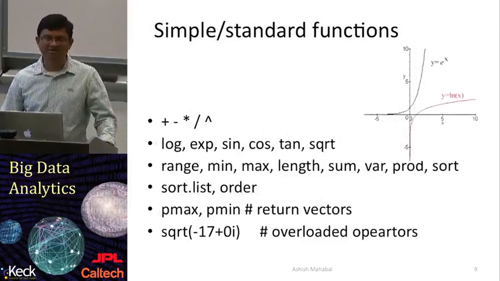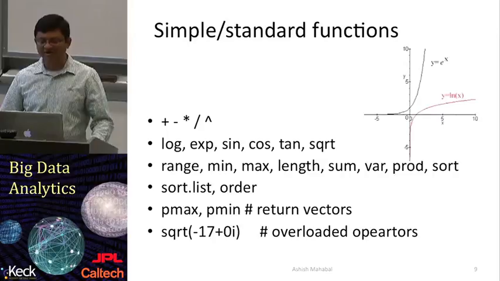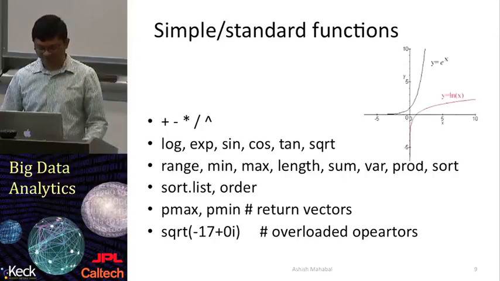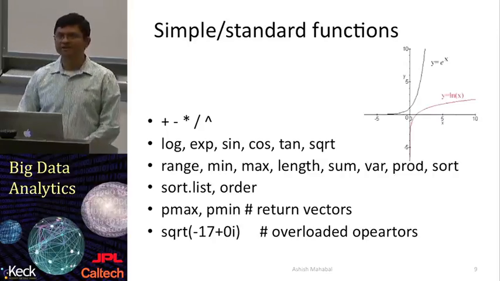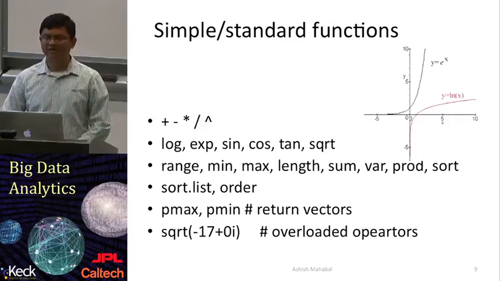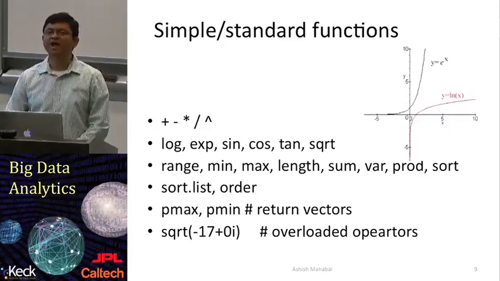Then a large number of standard functions are available. The plus, minus, power, etc. are there. Various trigonometric ones are available. And then there are functions like sort.list and order also. The pmax and pmin are interesting in that they return vectors. So if you had a data frame which had numbers, and you said max of that data frame, it won't worry about the different columns and rows.